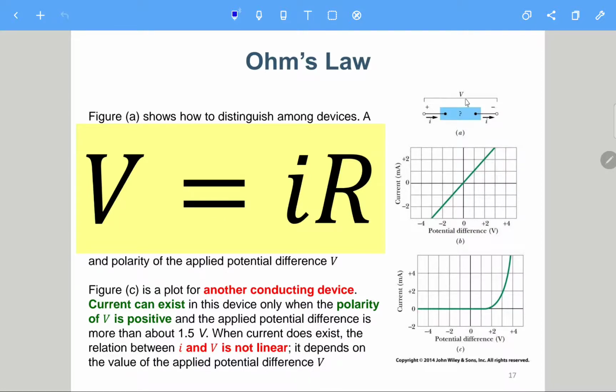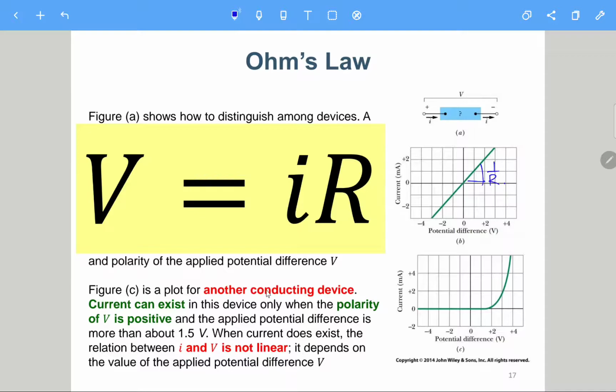But at least for the conductor, for the metal, as long as we have a metal here as a resistor, we can measure the potential difference between this point and this point. This is V, and the current going through this resistor is I. So V over I is the resistance. If we have the x-axis as the potential difference and the current as the y-axis, the slope is 1 over R, or we can simply write it as V equals IR.